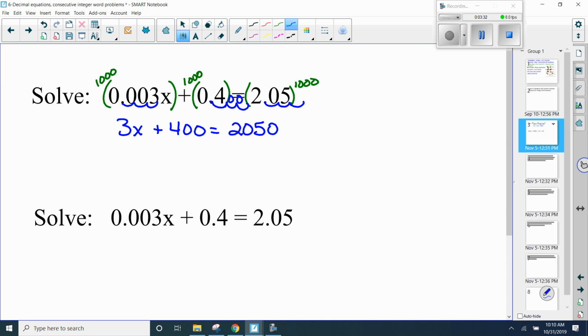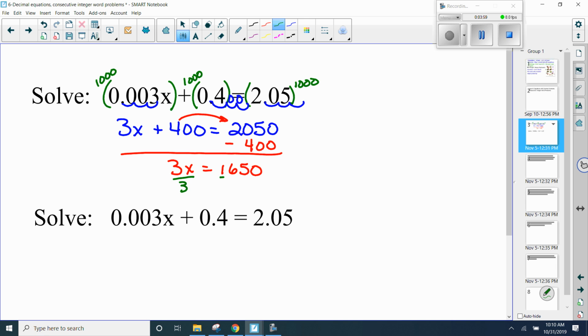Now, does that look like an equation you can solve? Yeah, what are you going to do? Move the 400 over by subtracting it. So you get 3x is equal to 1650.